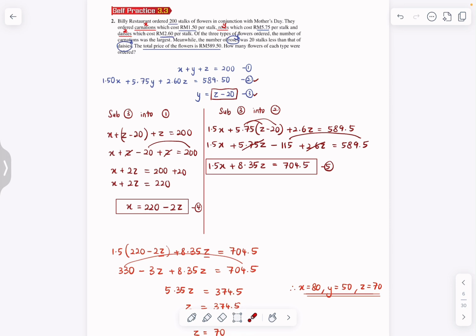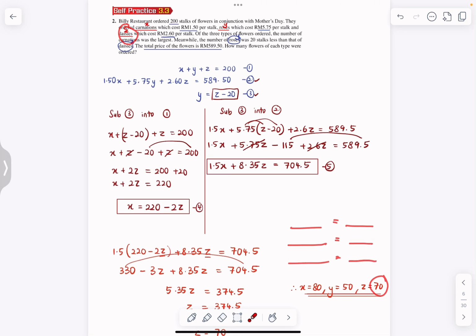The best answer is actually to write carnations equals 80, roses equals 50, and daisies equals 70, instead of writing x, y, z. That will be a better option. But let's say in an exam you really have no time, you can just leave it like this, but clearly show that carnation is x, roses y, daisies z. You can write it on top also. That's it.